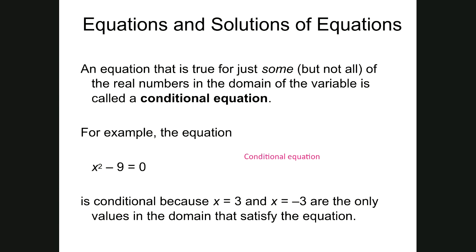An equation that is true for just some, but not all, the real numbers in the domain of the variable is called a conditional equation. For example, the equation x squared minus 9 equals 0 is a conditional equation because it only has two solutions, positive 3 and negative 3. Those are the only two numbers that will ever work in that problem. So it is called a conditional equation.